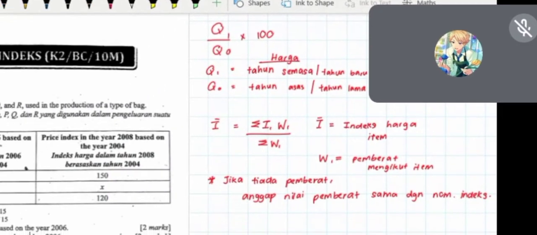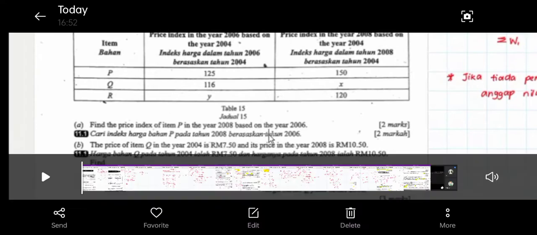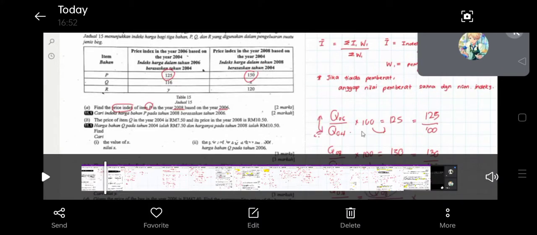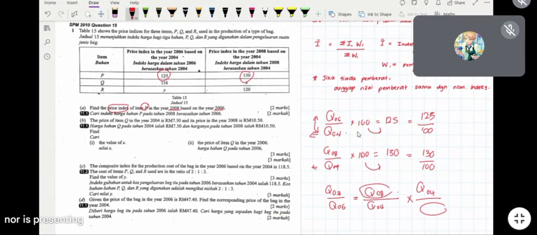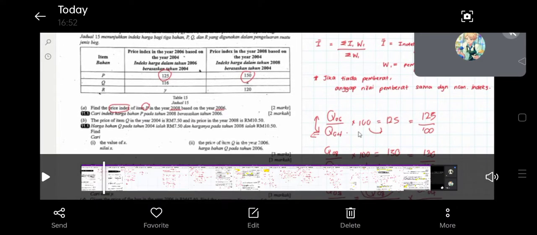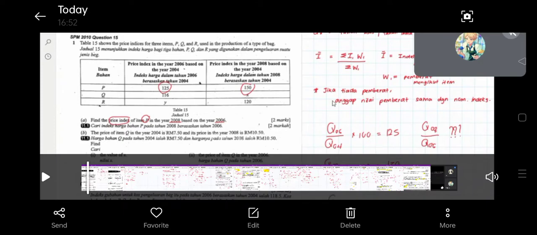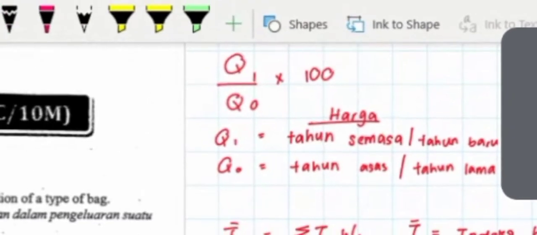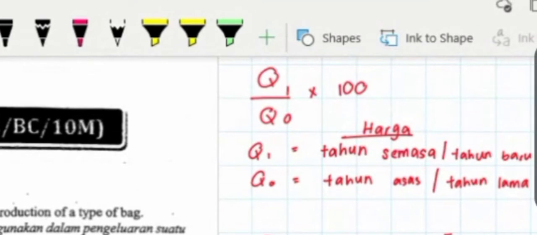Okay, so the first question. I'm just gonna play it. Give me a second. Okay, in this price index topic, there is one formula you have to focus on, which is I equals Q1 per Q0 times 100. This is your price index formula.